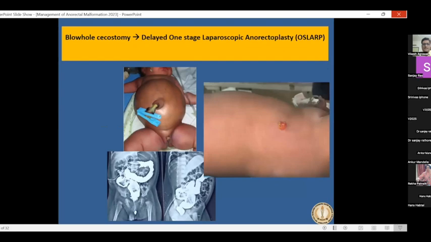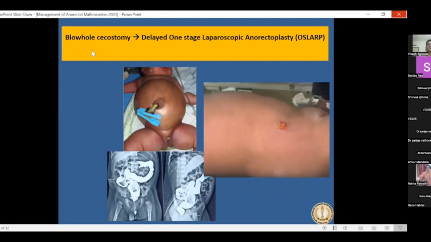Then there were certain cases, when we started doing the time approach, that were not suitable for primary pull-through or one-stage laparoscopic anorectoplasty, or OSLAR, because they were having a lot of infection in the bowel. But still our desire to do one-stage laparoscopic anorectoplasty didn't reduce. And what we started doing is not doing a colostomy, but doing a temporary cecostomy.